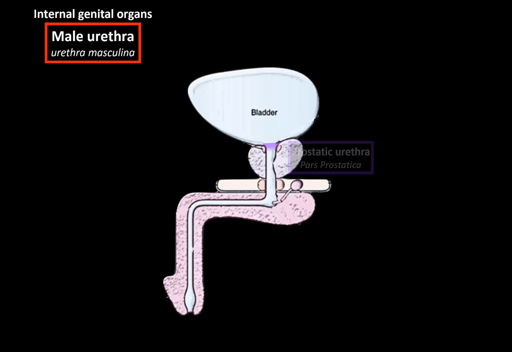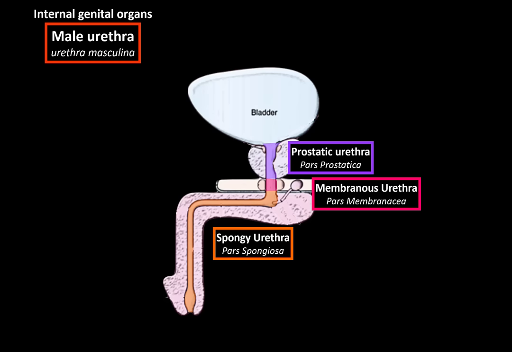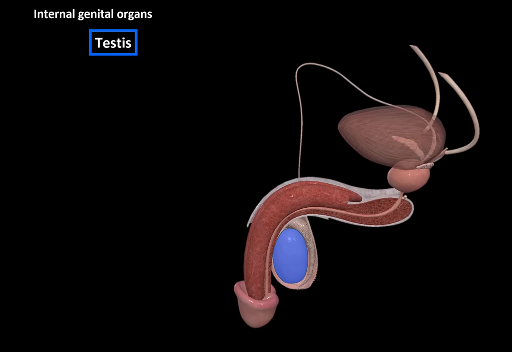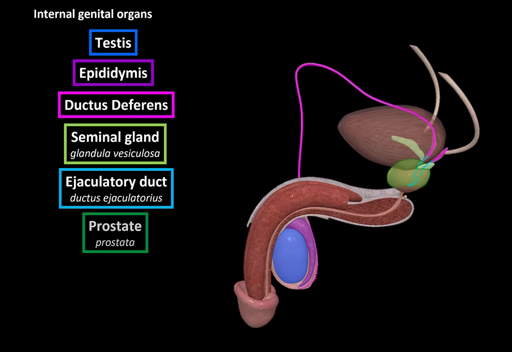In the prostate is called the prostatic urethra, in the perineum is called the membranous urethra, and in the penis it goes through the corpus spongiosum, so it's called the spongy urethra. Alright, so that was all the internal male genital organs that we needed to cover. We went through the testes and the epididymis, we went through the ductus deferens, the seminal glands and the ejaculatory ducts, we went through the prostate, the male urethra, and the bulbourethral glands.